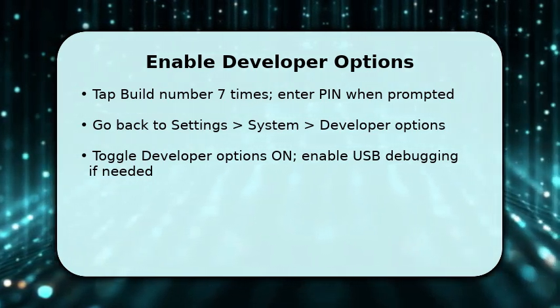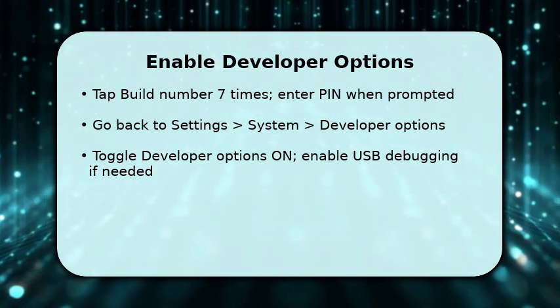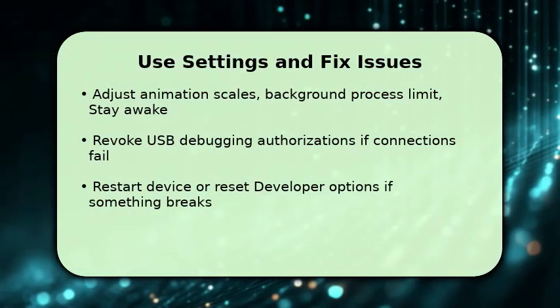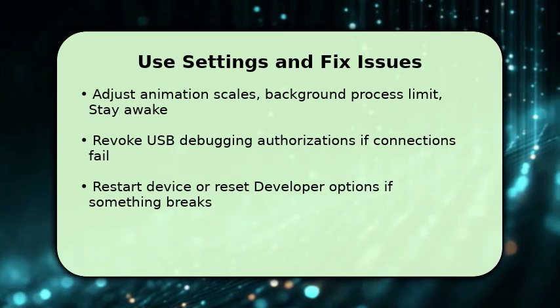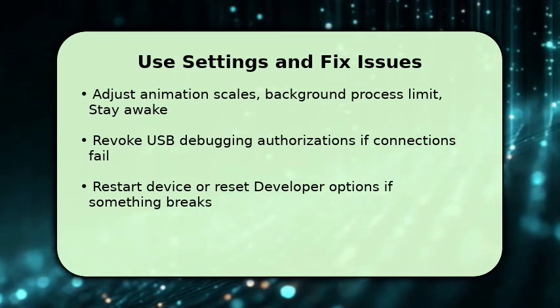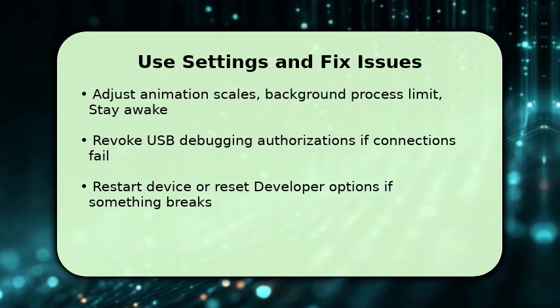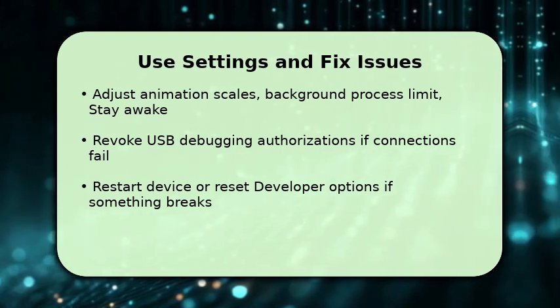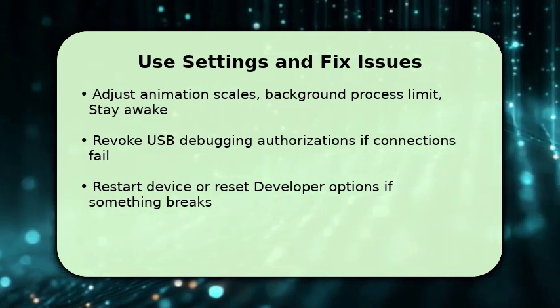Lower animation scales to speed interactions, set background process limits for testing, or enable stay awake while charging. If USB debugging won't connect, revoke USB debugging authorizations and reconnect. Confirm the PC prompt and accept the RSA key.